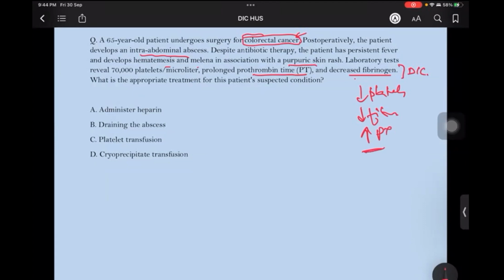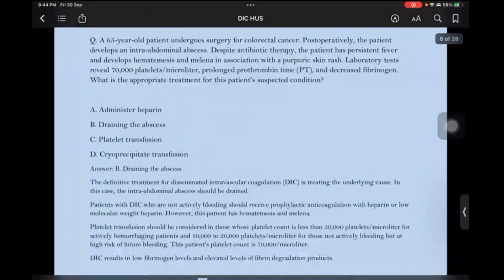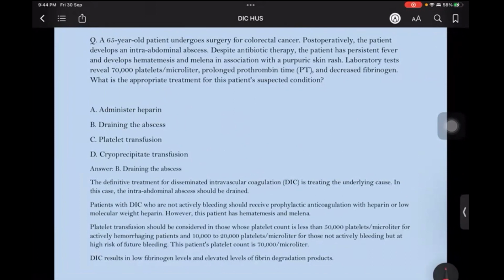What is the appropriate treatment for this patient's suspected condition? Is it administering heparin? Is it draining the abscess? Is it platelet transfusion, or is it cryoprecipitate transfusion? So as we know, the treatment has to be to treat the underlying cause as rule number 1.